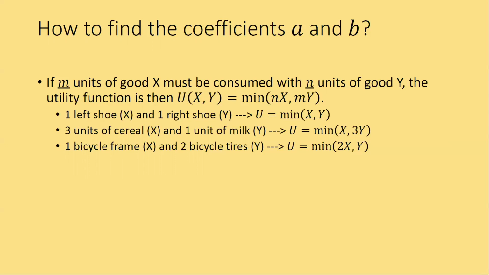So in the example of shoes, we are pairing one left shoe and one right shoe, so the coefficients are 1, 1. If we are consuming 3 units of cereal with 1 unit of milk, then we are putting 1 in front of cereal and we are putting 3 in front of milk. And lastly, if we are combining one bicycle frame with 2 bicycle tires, then we are putting 2 in front of the bicycle frame and we are putting 1 in front of the bicycle tires.